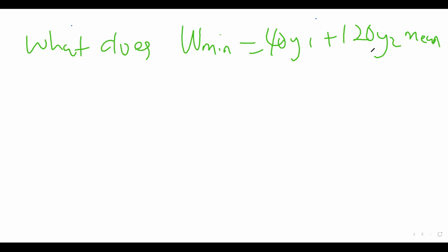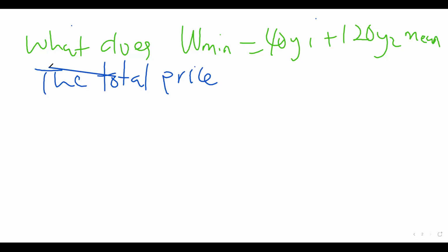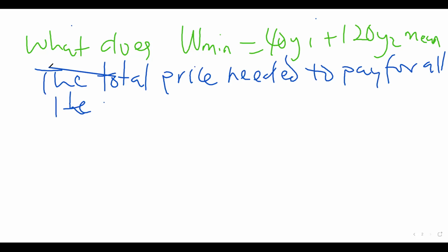And so on the basis of this, we can say that the whole thing there, the 40Y1 plus 120Y2, refers to the total price that should be paid for all the resources. The total price needed to pay for all the resources. Understand these two interpretations I'm giving, the Y1, the Y2, and then all of that. So that's the total price that you have to pay for all of this.